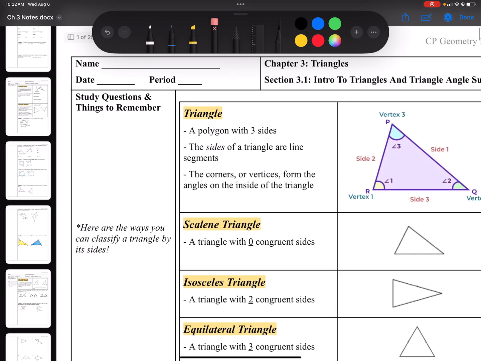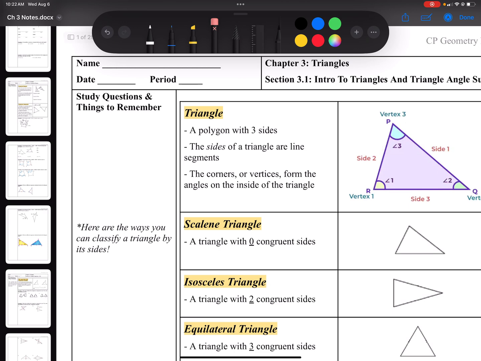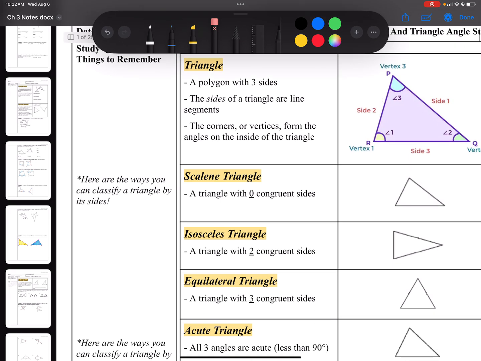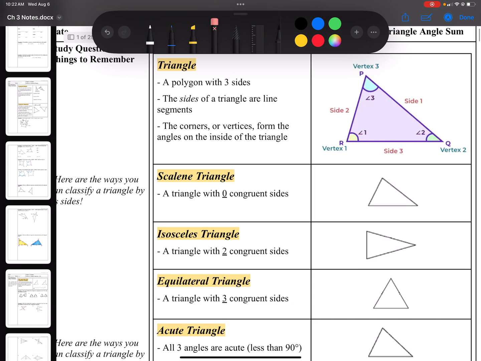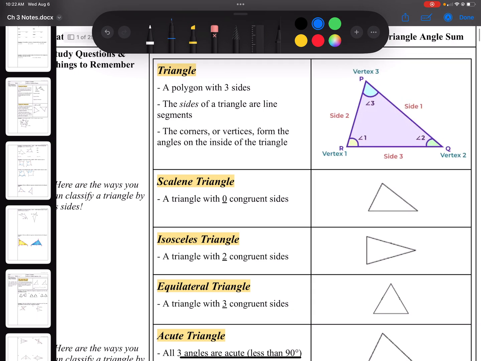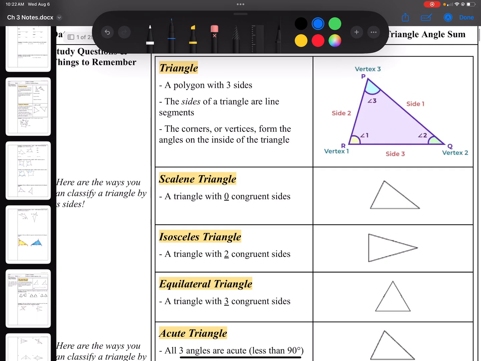Now, there are different ways that you can classify a triangle by its sides. A scalene triangle has no congruent sides. An isosceles triangle has exactly 2 congruent sides. And an equilateral triangle has 3 congruent sides.